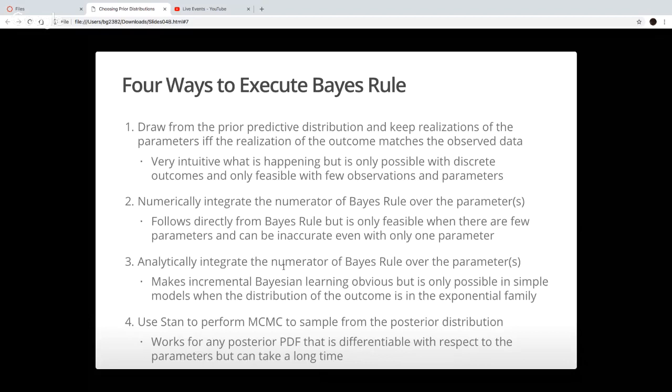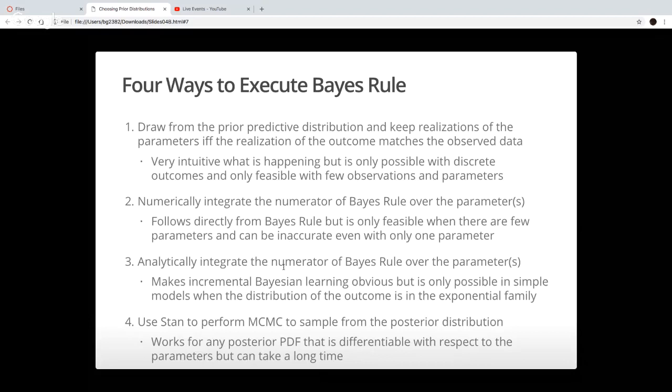If we had 2 parameters, then we'd have to do a double integral in order to get the denominator of Bayes' rule, and trying to do that with numerical integration in 2 dimensions is already basically not very accurate for the most part. Maybe in some cases you could do it okay, but you can't do little trapezoids anymore. Now you have to do little prisms because you're integrating over 2 dimensions.